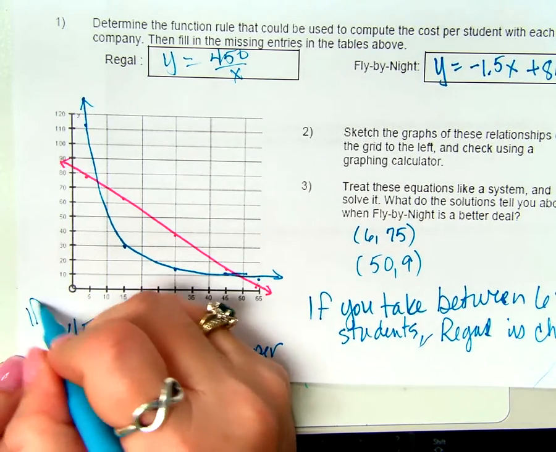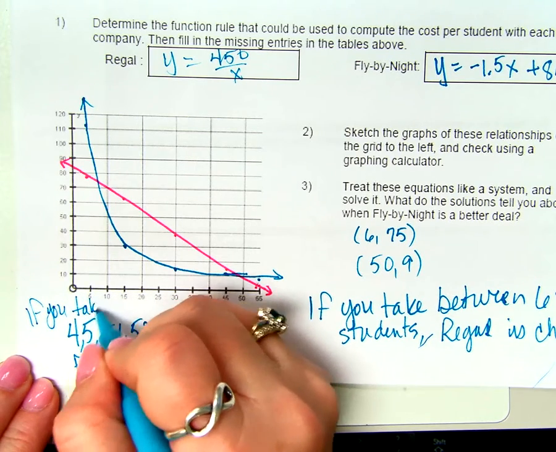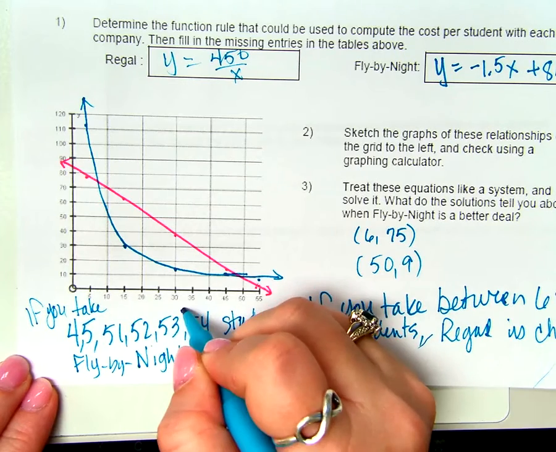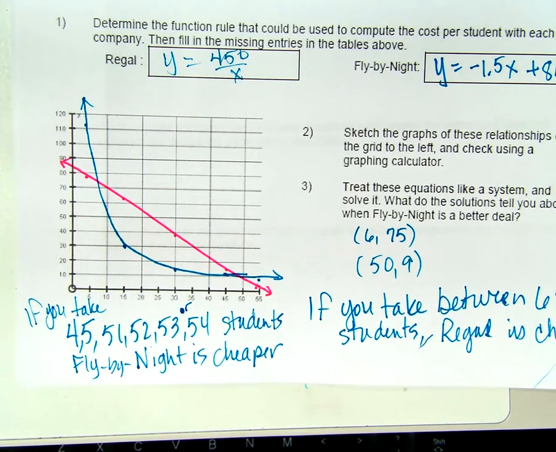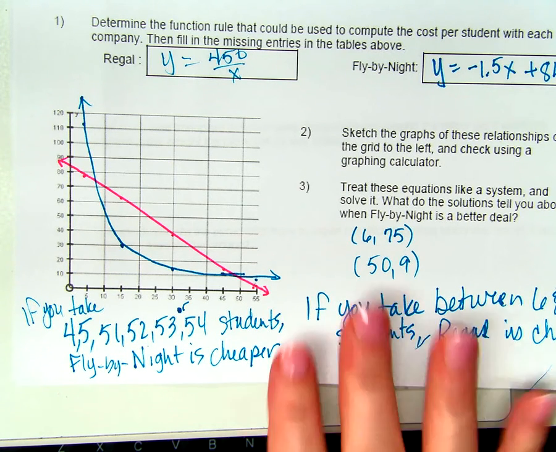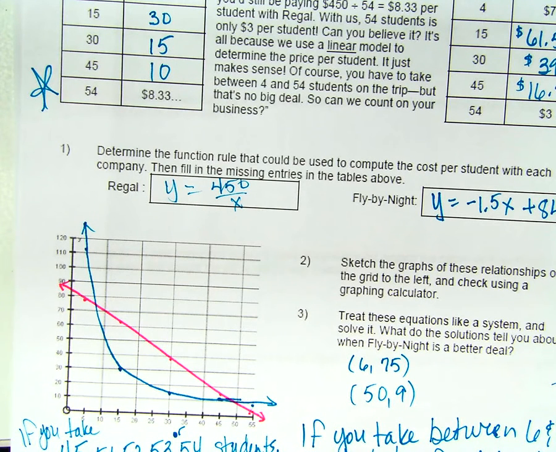This should be a sentence. If you take that many students, I guess like or right there, comma, period. So Fly-By-Night is not really that great at math. It's not the better deal, is it? Okay. Questions? We good?